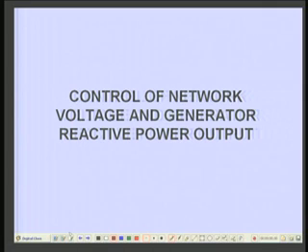Next is control of network voltage and generator reactive power output. Again, the design step.